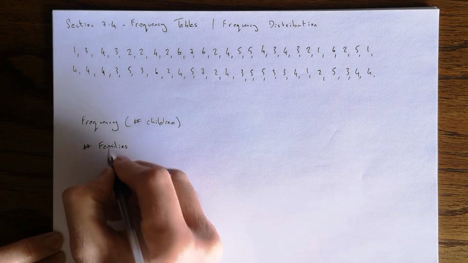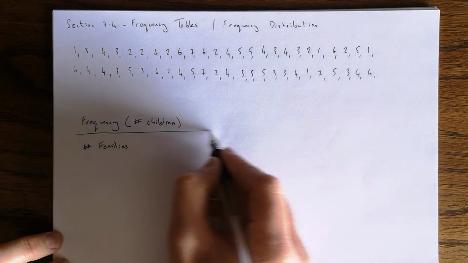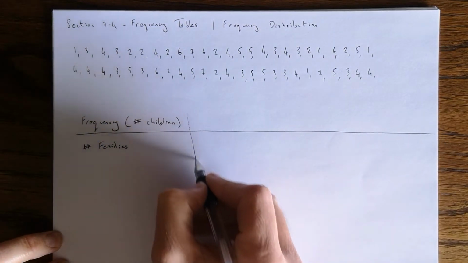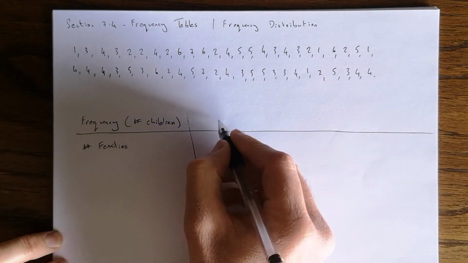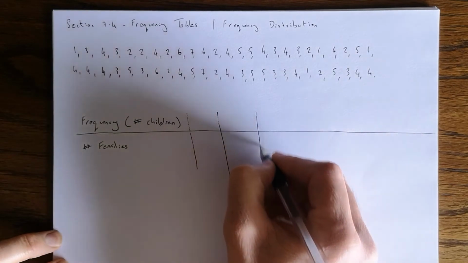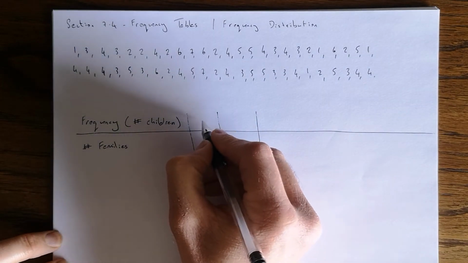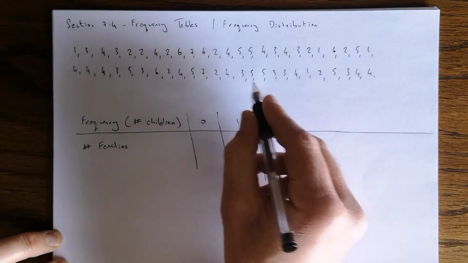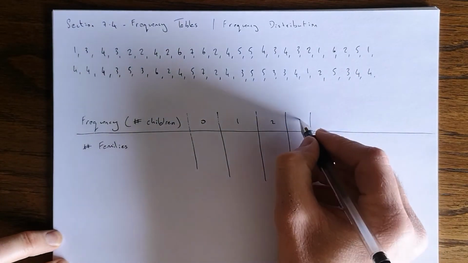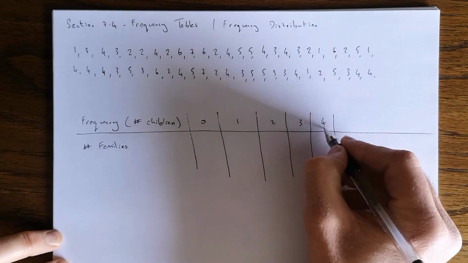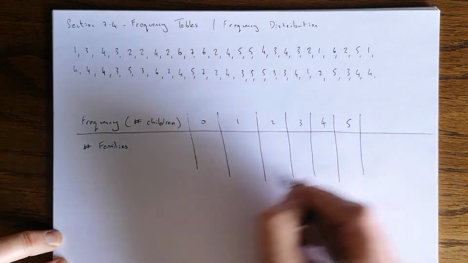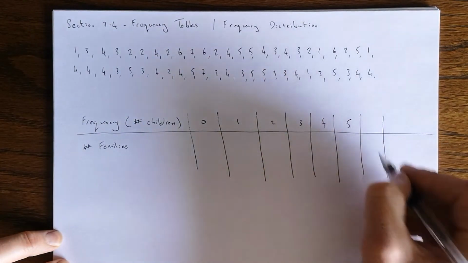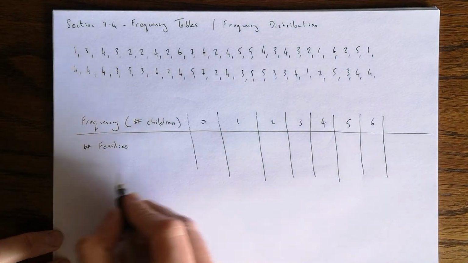So the word frequency means how often. So it's like how many times this number of children happens. So the number of children, like we have 0 children, 1 child, 2, 3, 4, and 5. I think the most up here is 5. We might as well add in a 6. I don't think there is any. And then the number of families.